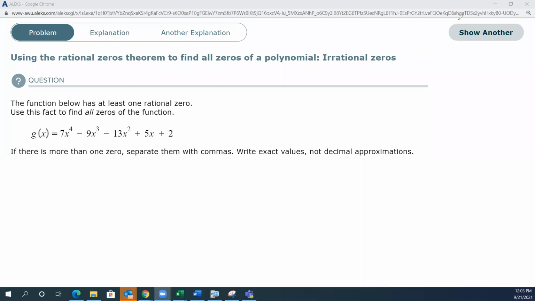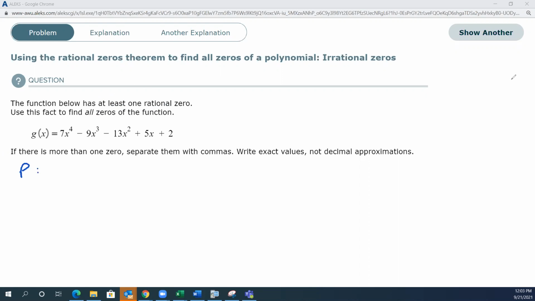Okay, so on this one, we are going to find the roots. It says this guy has at least one rational root, one rational zero, one rational x-intercept. It says, use that to find all of them. Holy cow. All right, so let's get down to it, down and dirty.